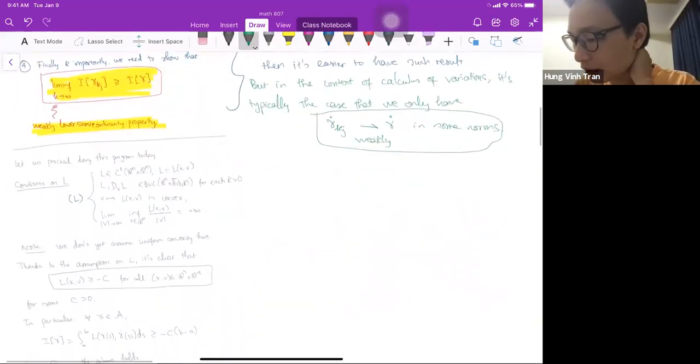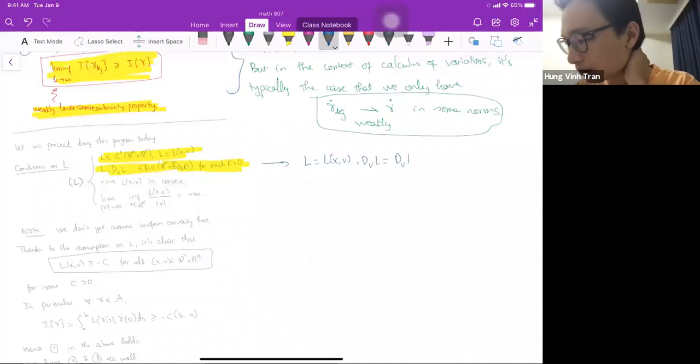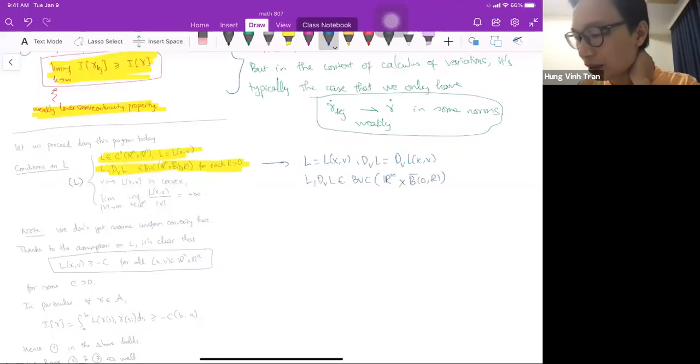Okay, so I recall quickly the assumption here, the conditions. So L is in C1, L and dVL are bounded uniformly continuous if V is bounded. Maybe let me recall here that L is L(x,v) and dVL is also dVL(x,v). So L and dVL are bounded uniformly continuous in the whole Rn. So in x it's everywhere, but in v we only assume that it's bounded uniformly continuous for each of the velocity bounded by R.